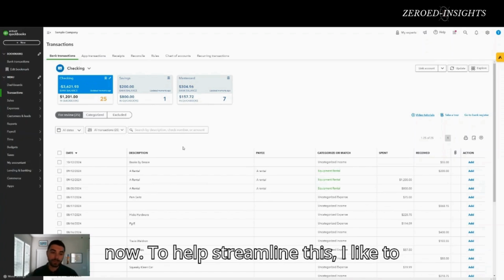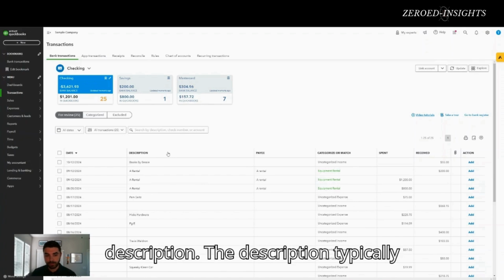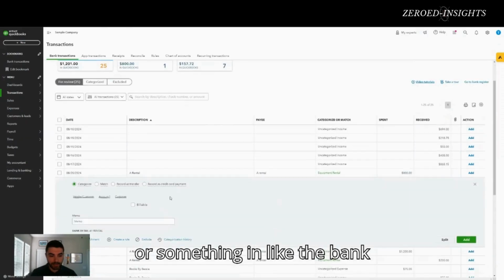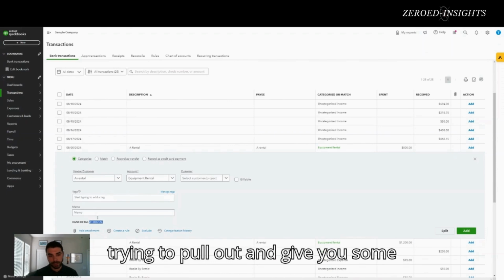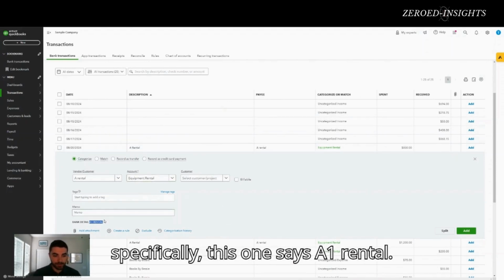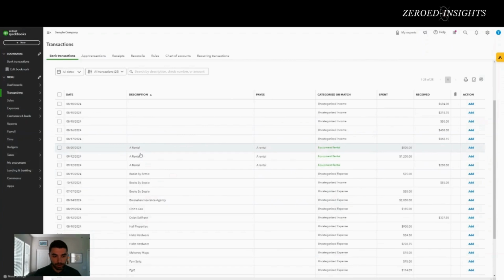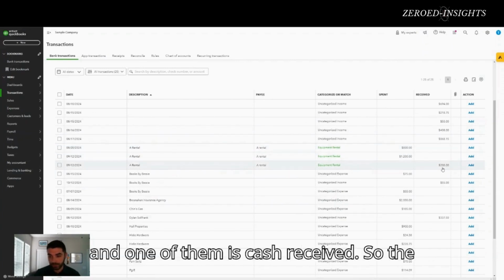Now, to help streamline this, I like to group these by this description. The description typically is either a vendor or a customer or something in the bank detail, right? That they're trying to pull out and give you some information on. So for this one specifically, this one says A1 rental. Okay, cool. So it looks like there's three of them. There's one, two, three. Two of them are cash spent, and one of them is cash received.